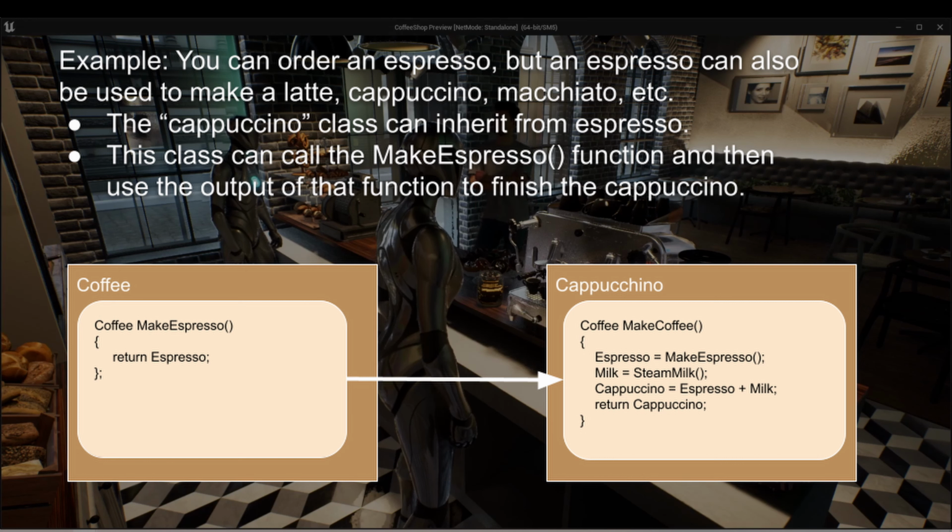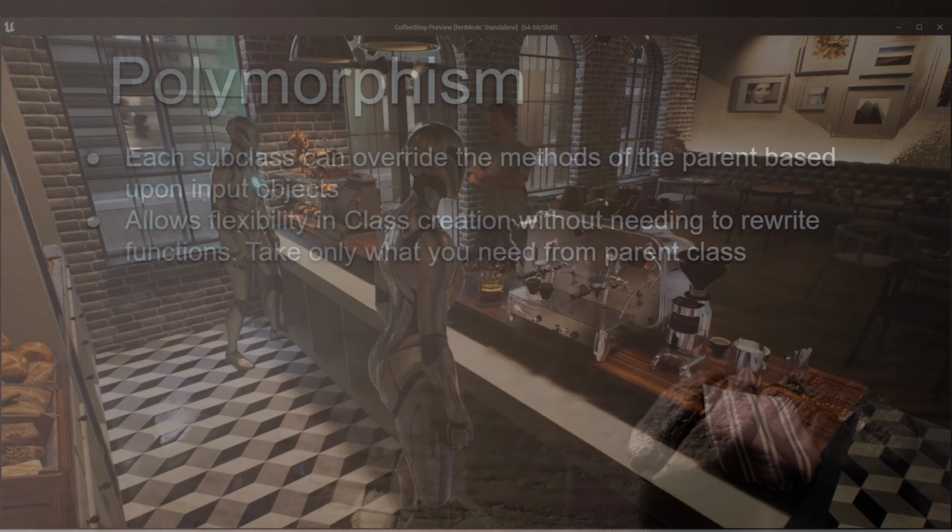So in this example, the cappuccino class could inherit from espresso, and the cappuccino class could call make espresso and then use the output of that function to finish the cappuccino. The coffee class has a function called make espresso. And then in the cappuccino class, we can have a function called make coffee that uses make espresso, as well as some other functions. And the return of that would be a cappuccino, which used the espresso in that function.